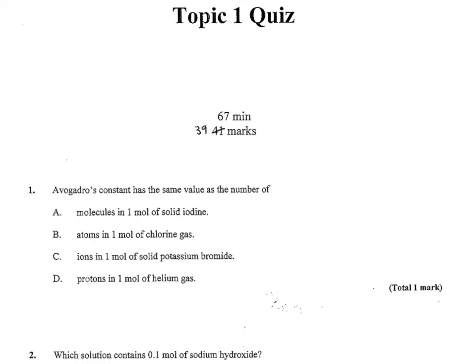Number 1 was pretty straight up easy. Avogadro's constant has the same value as the number of, well, what you have to realize is Avogadro's constant is equal to 1 mole of anything. So really what it's asking you is which of these represents 1 mole. Molecules in 1 mole of solid iodine. Well, solid iodine would be I2, and 1 mole of it would be 1 mole.